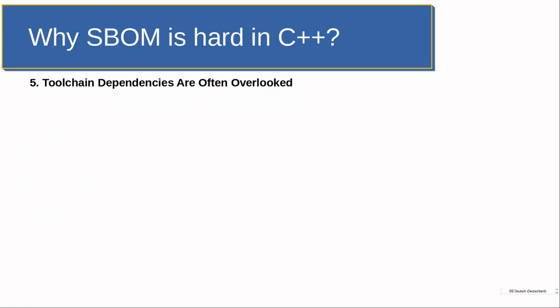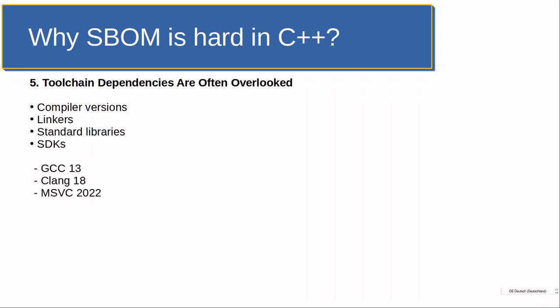The fifth reason is that toolchain dependencies are often overlooked. C++ software depends not only on libraries, but also on the toolchain used to build it. So we have compiler versions, linkers, standard libraries, and SDKs. For example, you have GCC 13, Clang 18, MSVC 2022, glibc, musl, and the Windows SDK. A vulnerability in the compiler or standard library may affect the generated binaries, yet many SBOM generation approaches omit these components.